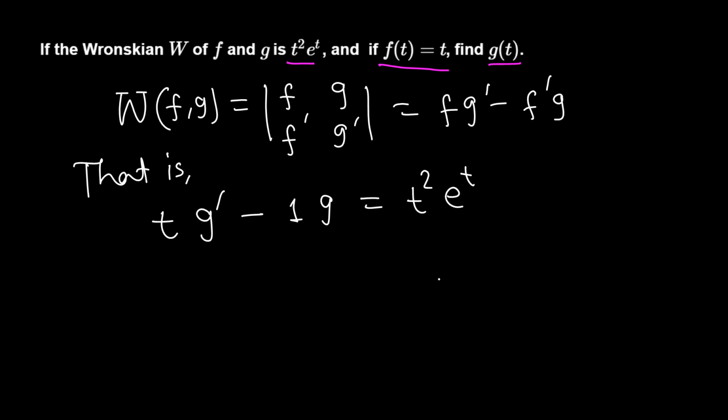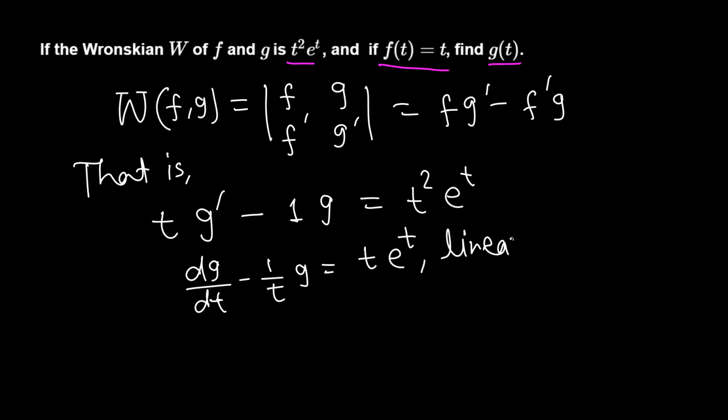So we have a first order linear ODE. So this is just g prime. Let's divide through by t. So this is dg over dt, by the way, prime means derivative, minus 1 g. No, we are dividing by t. So we are dividing through by t. So we get g prime minus 1 over t g equals, divided by t, t e^t. So a linear ODE in g with respect to t.